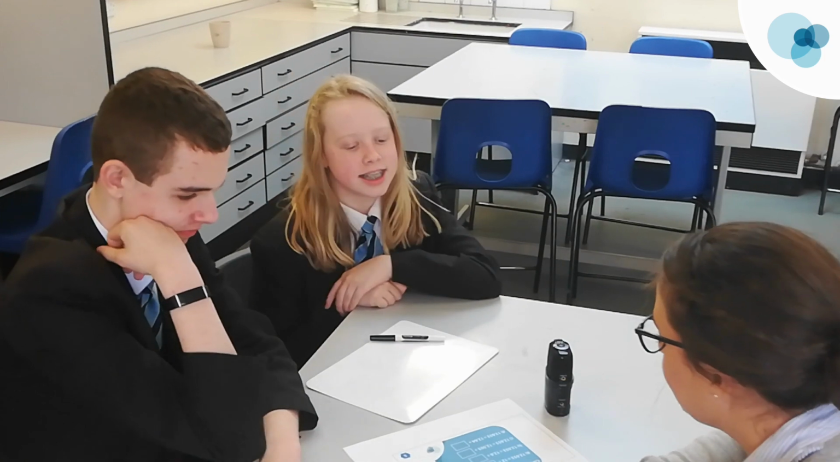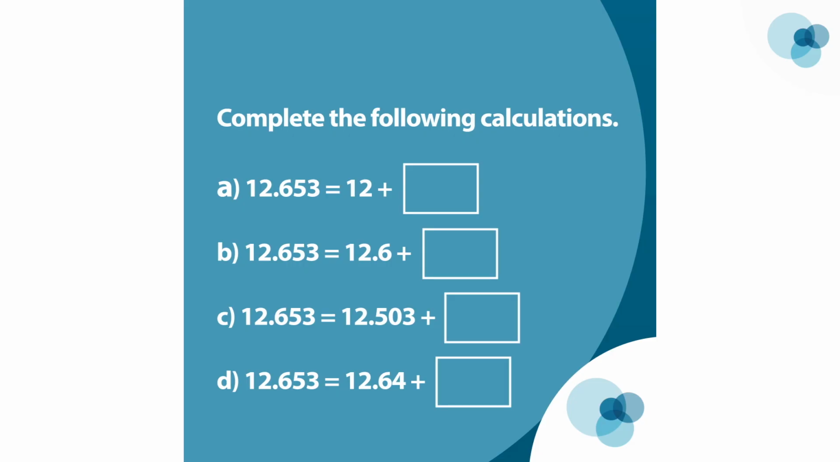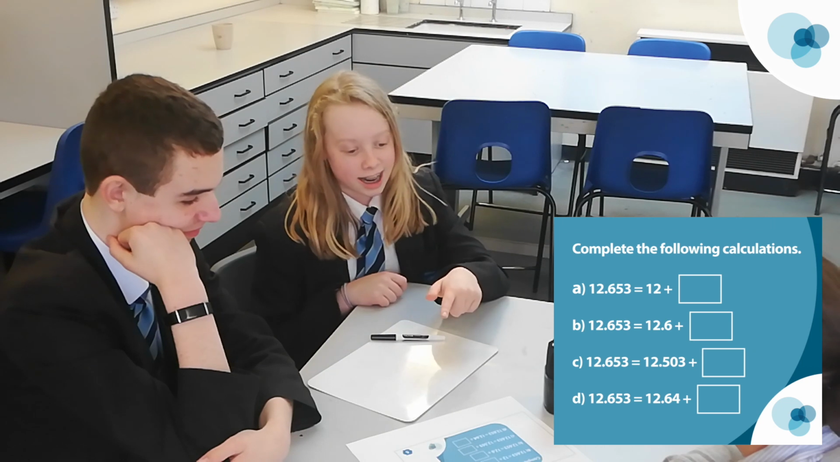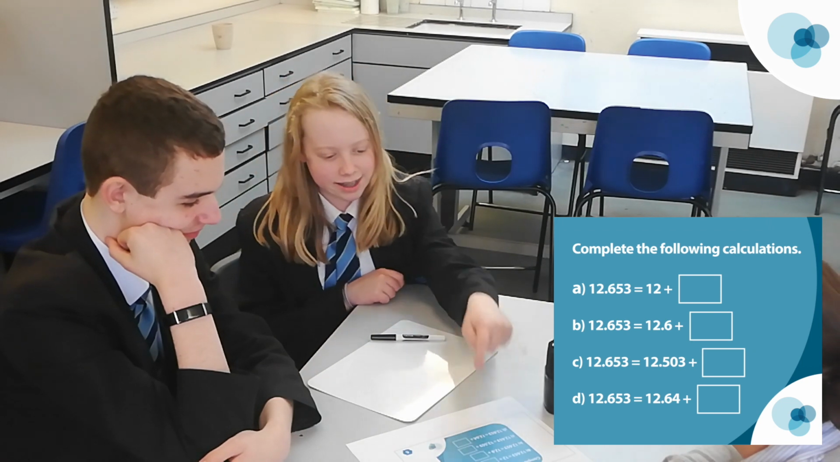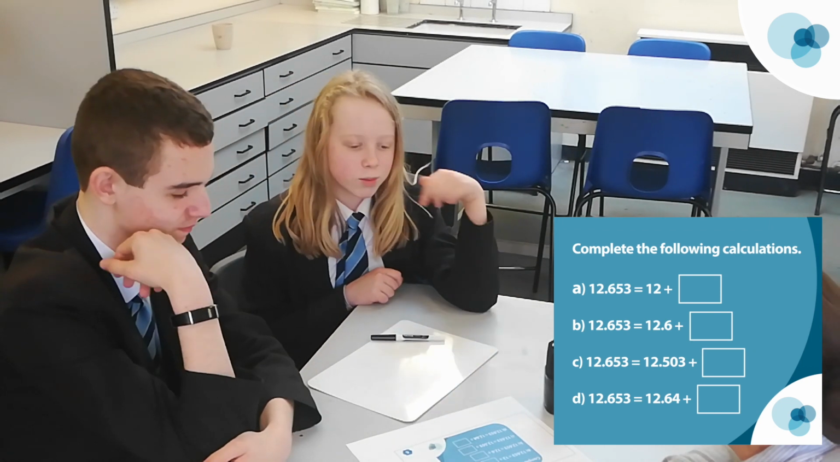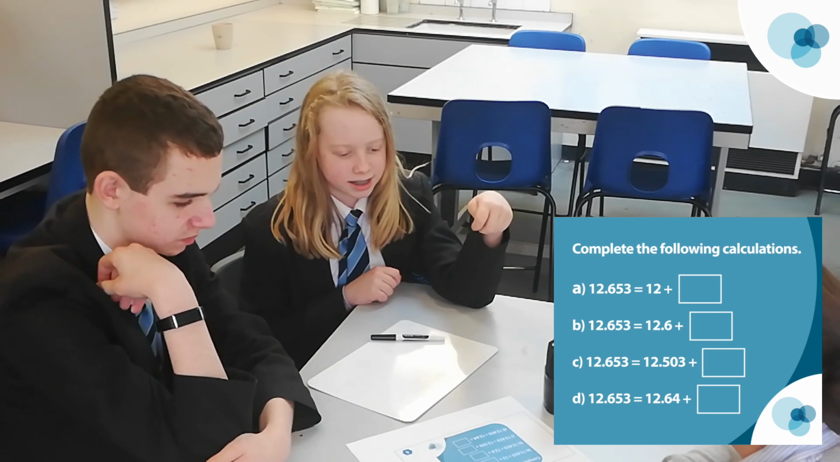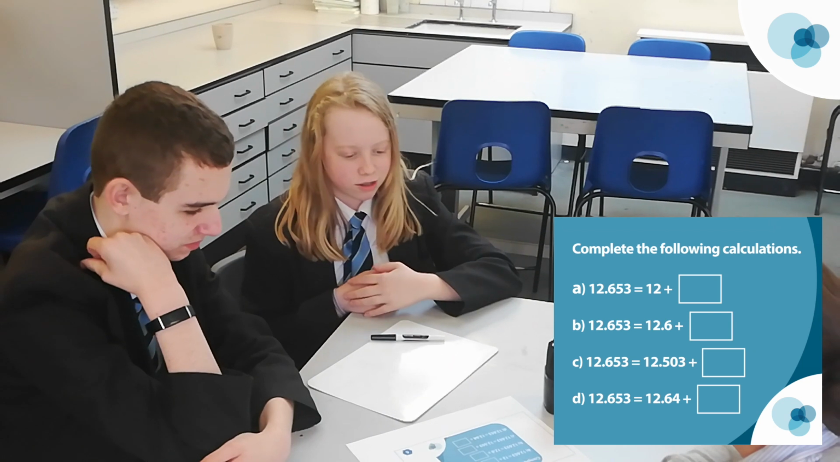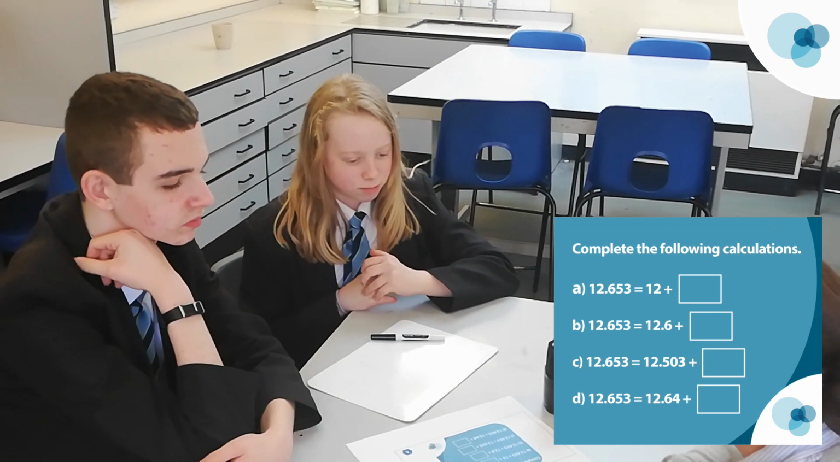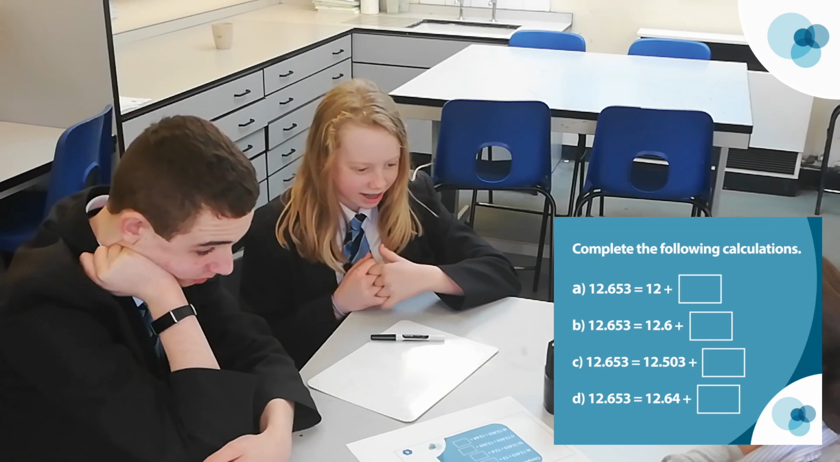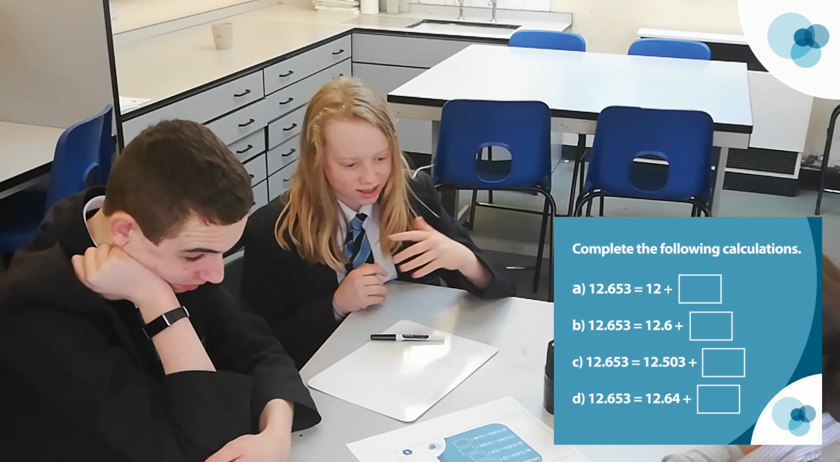You have a look at these. Before you do them, just have a look at them and tell me what's the same and what's different. Each time you're adding something, well, you're always missing something. So with C, you're missing the 6, but it's in a different order. And with D, you're missing 3. And B, you're missing 5 and 3. And with A, you're missing all of the decimals.